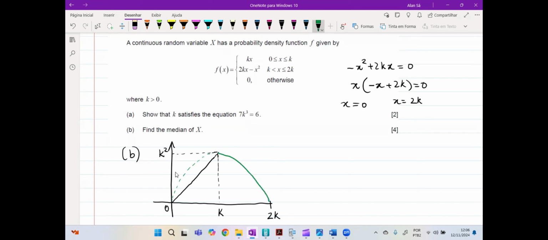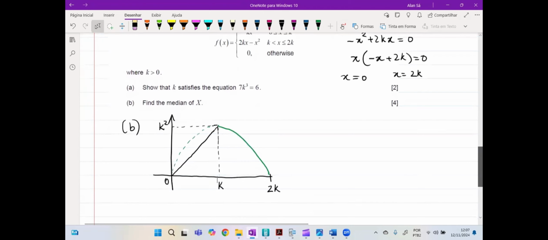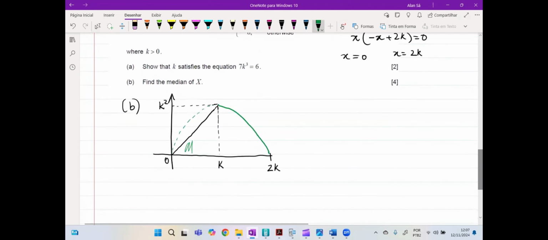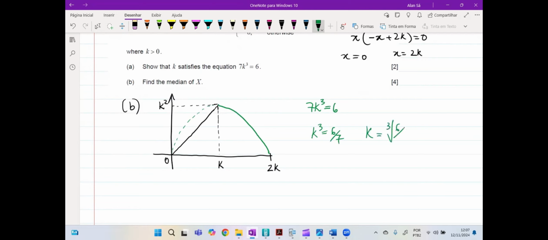So we have a function that has this shape, and we want to find the median. We want to find the value for which the area under the curve is 0.5, the middle. First we need to know what this area is, to know if it's greater than or less than 0.5. To do this, we need to find the value of k. 7k cubed is equal to 6, so k cubed is equal to 6 over 7, and k is the cube root of 6 over 7.